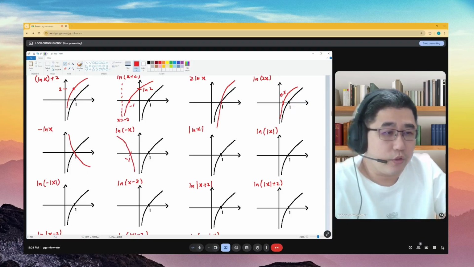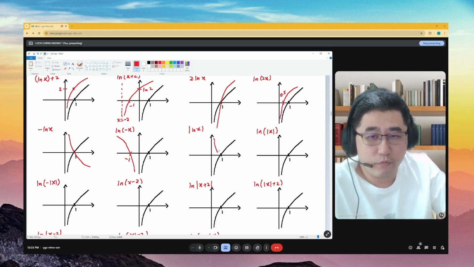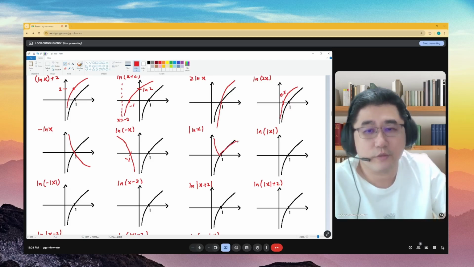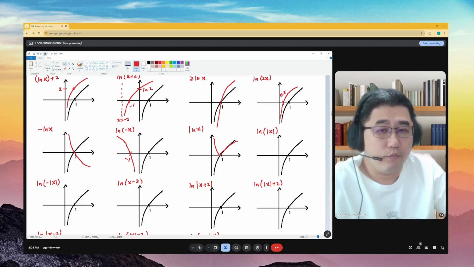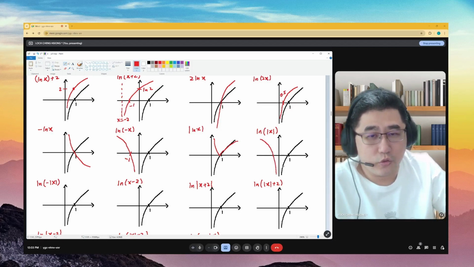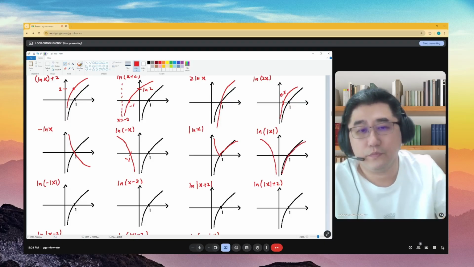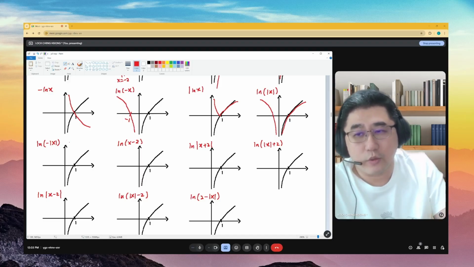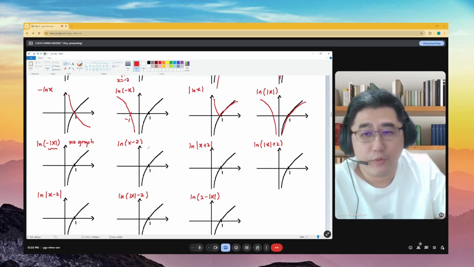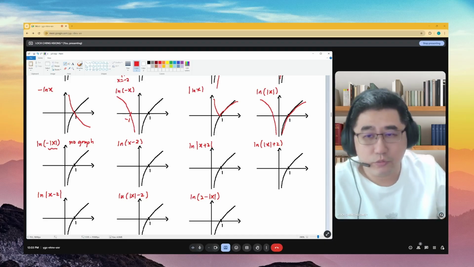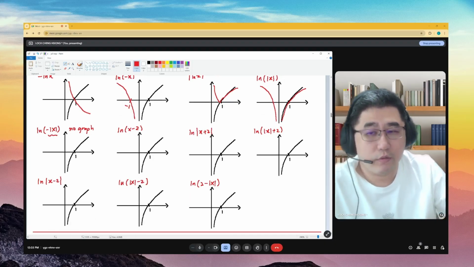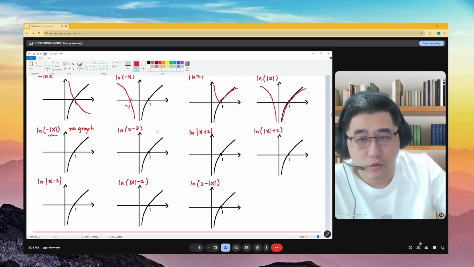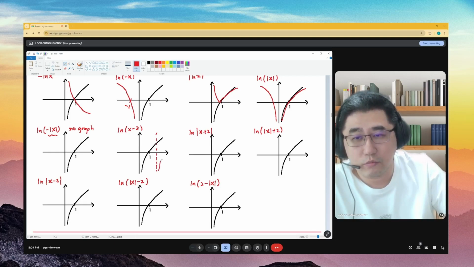You have a modulus of Ln x, you have a folding. The red color is the shape that looks like this. If you have a Ln of modulus x, you have both sides. If you have a Ln of negative Ln x, this one has no graph, because you cannot log a negative number. If you have Ln of x minus 2 inside the bracket, it will be shifting to the right by 2 units. So this will be 3, this will be x equals 2.